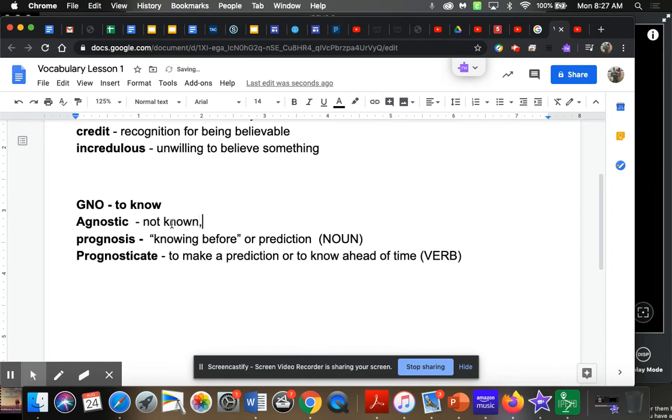So not known, not able to be known. And just something, so GNO is Greek. We're going to put this here. GNO is Greek. The next one also means to know, which is nice. It's on the back on page 9.